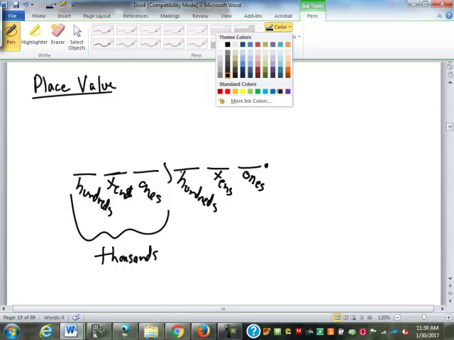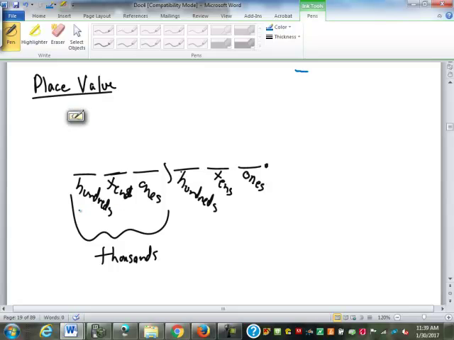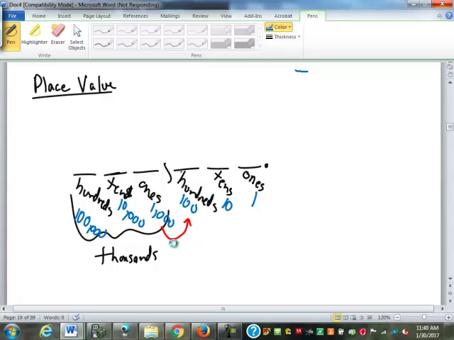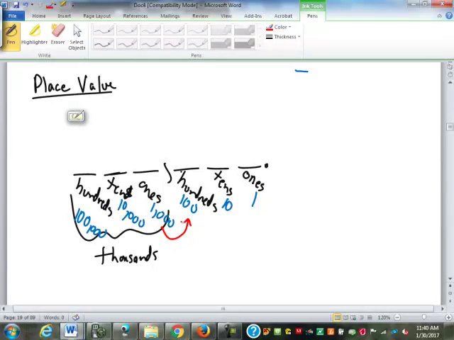What I want to do today is I'm going to write them out numerically. 100,000s, of course, looks like that. 10,000s, 1,000s, hundreds, tens, and ones. And as we look at those numerical values, we see a pattern. Every time we move one slot to the right, the value of that place value is divided by 10. 1,000 divided by 10 is 100. 100 divided by 10 is 10. 10 divided by 10 is 1.